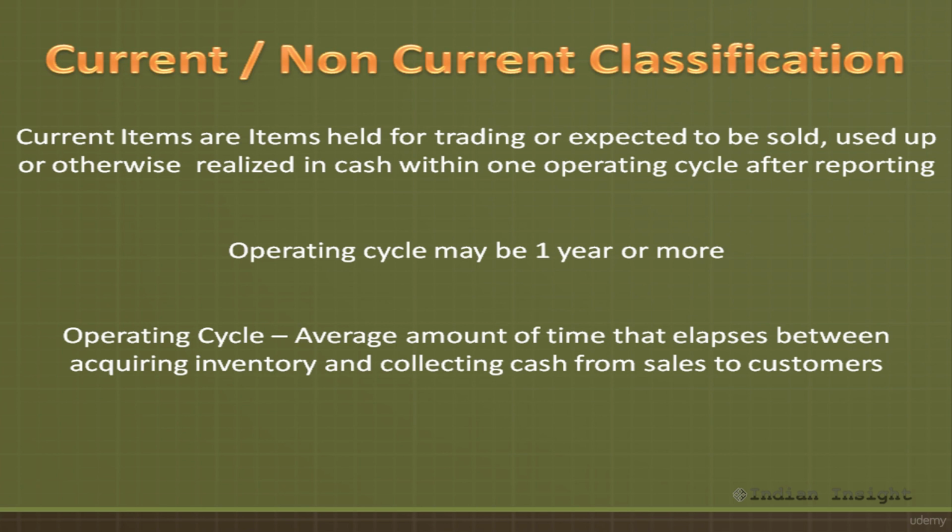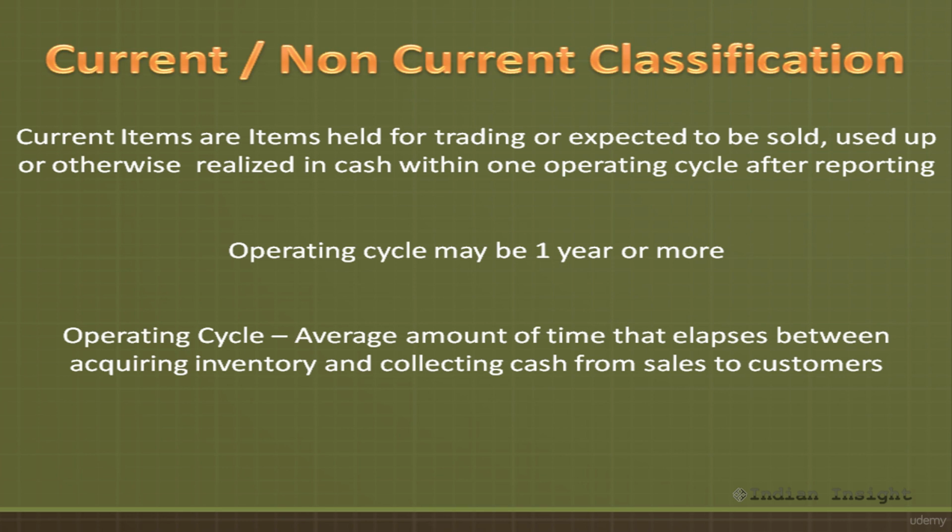The answer is simple. All items held primarily for the purpose of trading, or those items that are expected to be sold, used up, or otherwise realized in cash within one operating cycle are classified as current items. Now we use the term operating cycle. A company's operating cycle is the average amount of time that elapses between acquiring inventory and collecting the cash from sales of finished goods to customers.